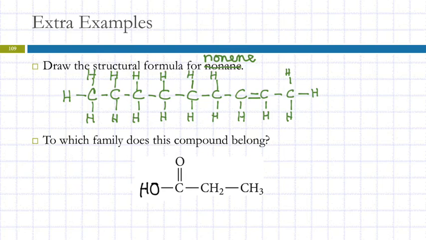Okay, so either way. And then I fixed this to align with what I told you I wanted you to be able to identify. What family does this belong to? It's a carboxylic acid. This is a carboxylic acid. So this OH group may make you think of an alcohol, but the double bond with oxygen here makes it a carboxylic acid.